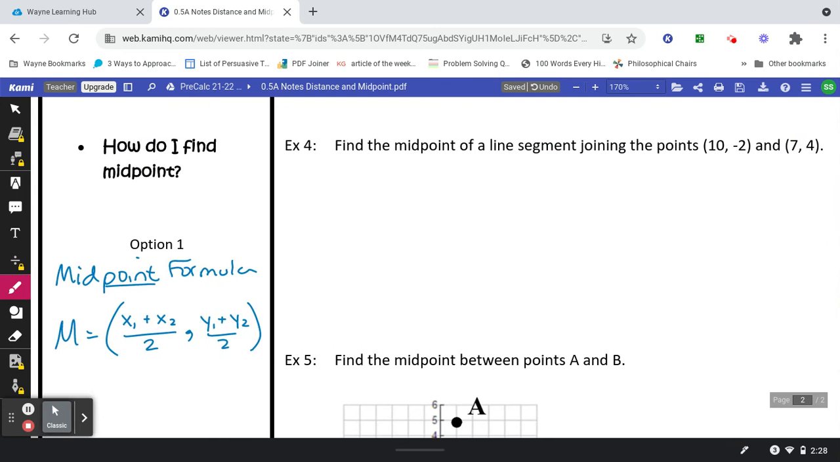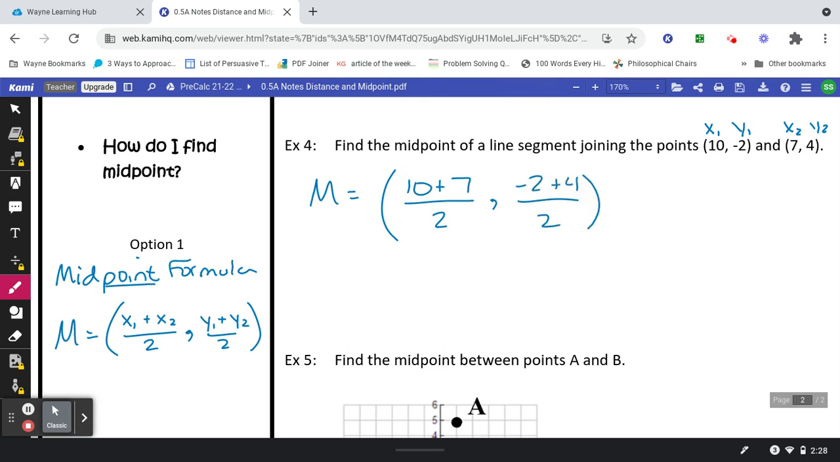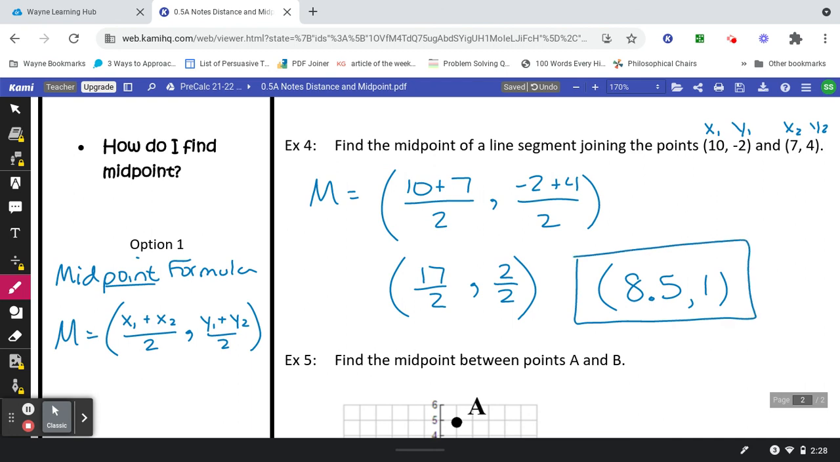Find the midpoint of the line segment joining 10, negative 2. That's going to be my x1 and my y1. And 7, 4, x2, y2. And we'll do 10 plus 7, the x's, and then the y's. Combine. And then just divide those out. It's perfectly fine to get decimals here. And then your final answer is the ordered pair, 8.5, 1.